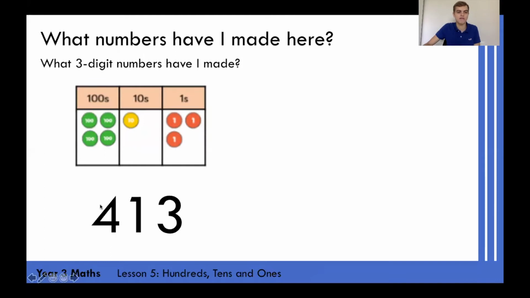I have made the number 413 because I've got 4 hundreds, 1, 2, 3, 4. I've got 1 ten, and I've got 3 ones, 1, 2, 3. Excellent. Let's have a go at this one then.